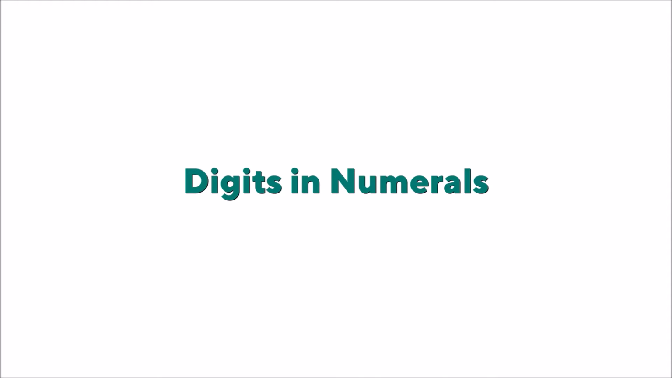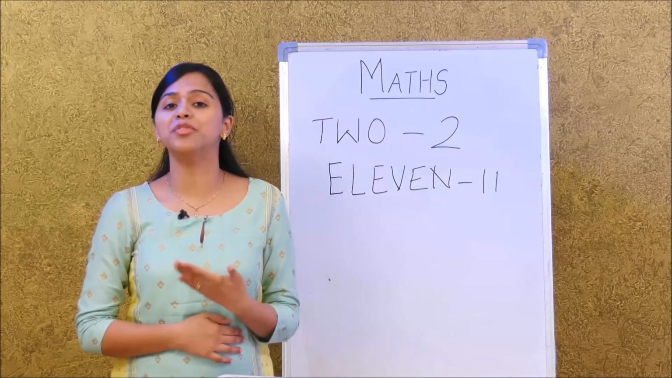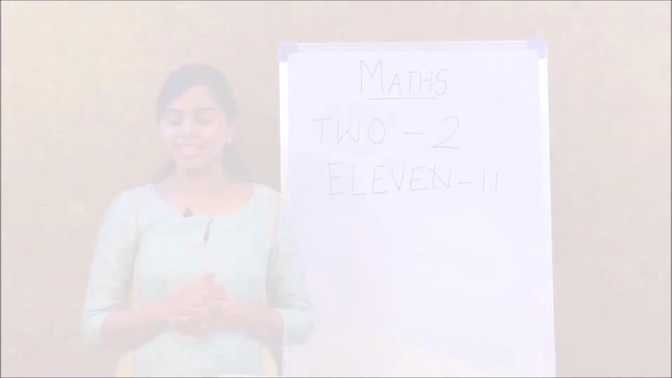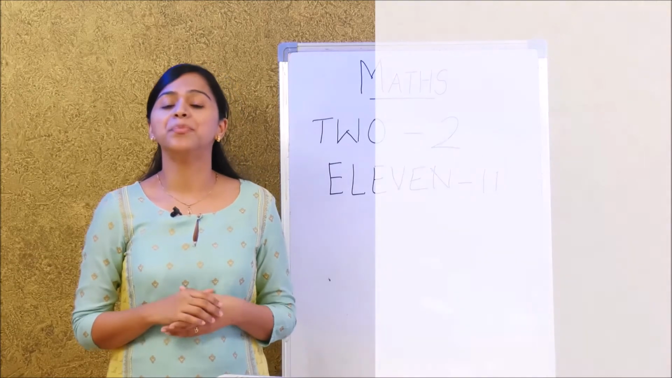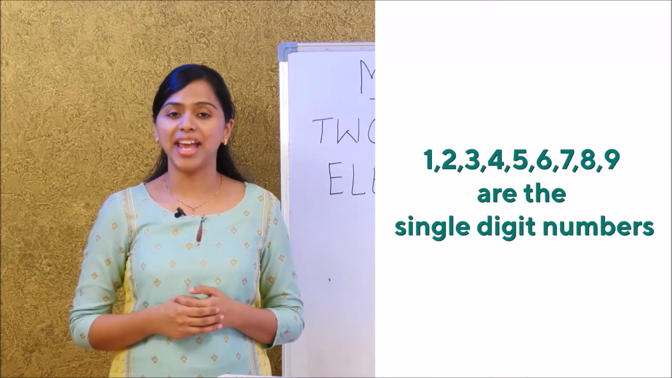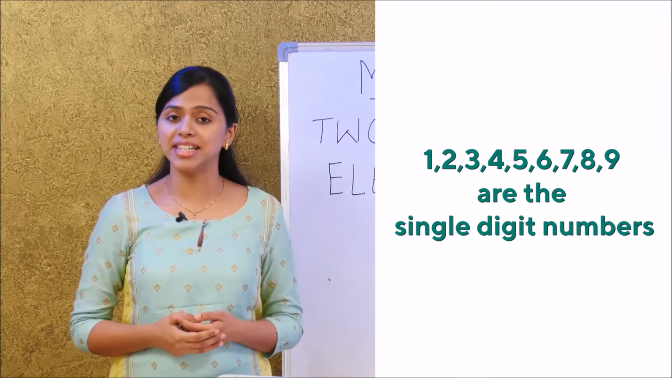That's nice. Now, let us look at something new. We're going to learn about numbers and the digits. Alright? So, we have numbers which are made up of digits, right? So, 0, 1, 2, 3, 4, 5, 6, 7, 8, 9. These 10 digits are the digits that are used for all the numerals, right? So single digit numbers are 1, 2, 3, 4, 5, 6, 7, 8, 9. These are the single digit numbers.